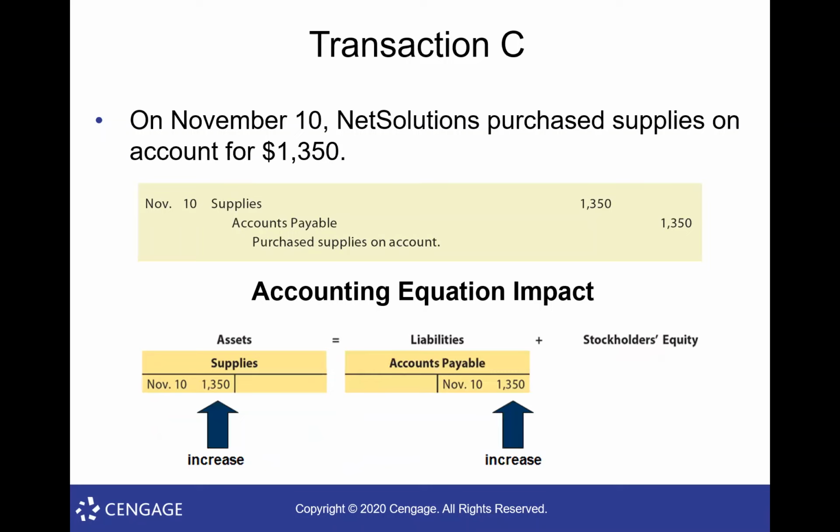We purchase supplies on account for $1,350. So supplies is an asset. It will increase with a debit. And then accounts payable. What type of account is accounts payable? It's a liability account, and it's increasing. And so it will increase with a credit because that's the rules, right?